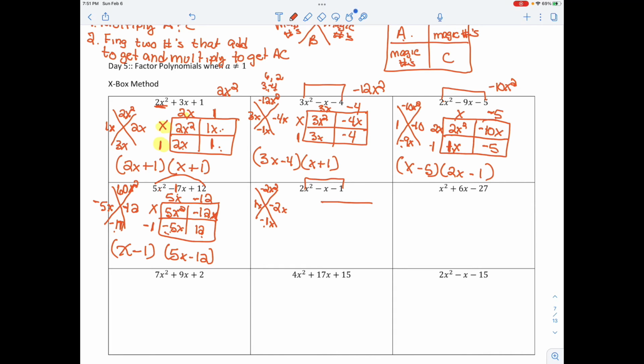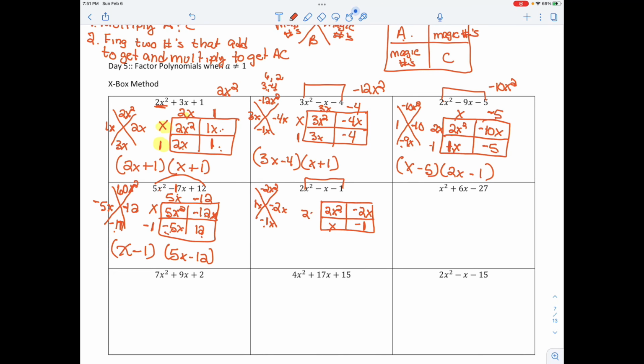All right, and here we go in our box. Because 1x plus negative 2x is negative 1x. That's why. Okay, let's make our box. A goes here. C goes here. And my magic numbers of 1x and negative 2x go here.